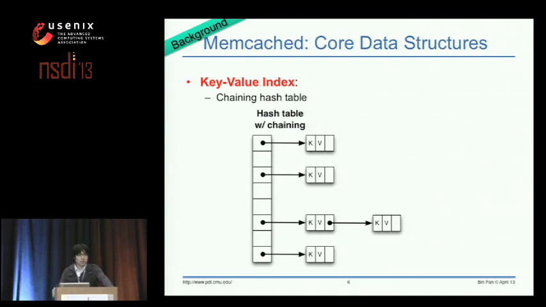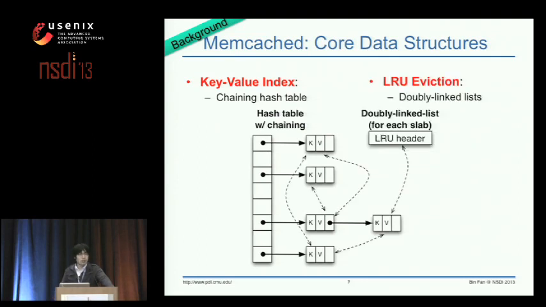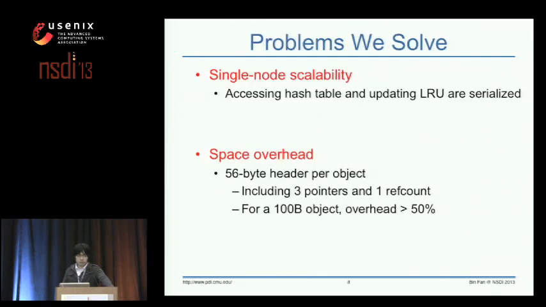Zooming in, Memcached is a very simple program with two major components. One is the key-value index, implemented by a chaining hash table. Another component is key-value eviction management. It uses LRU eviction, implemented by a doubly linked list, pretty standard.